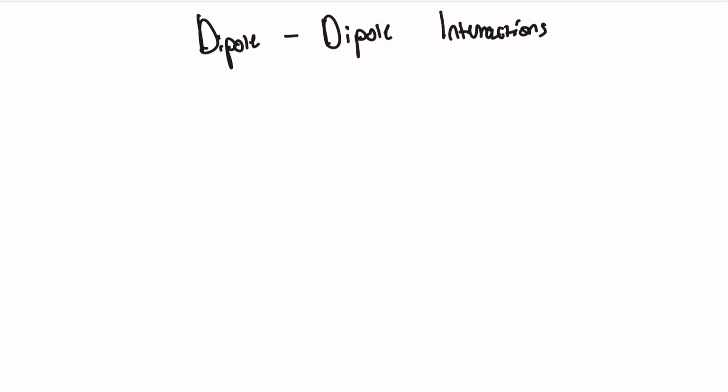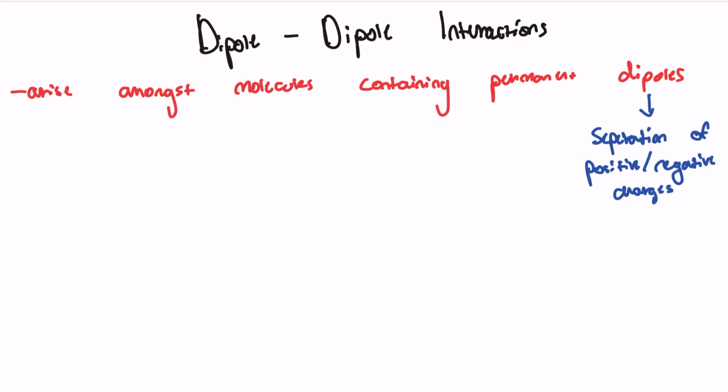Dipole-dipole interactions are the next step up, and they arise amongst molecules containing permanent dipoles, which, just to remember, dipoles are the separation of our positive and negative charges in a molecule. Because dipole-dipole interactions happen amongst molecules containing permanent dipoles, these are going to be molecules that are polar.